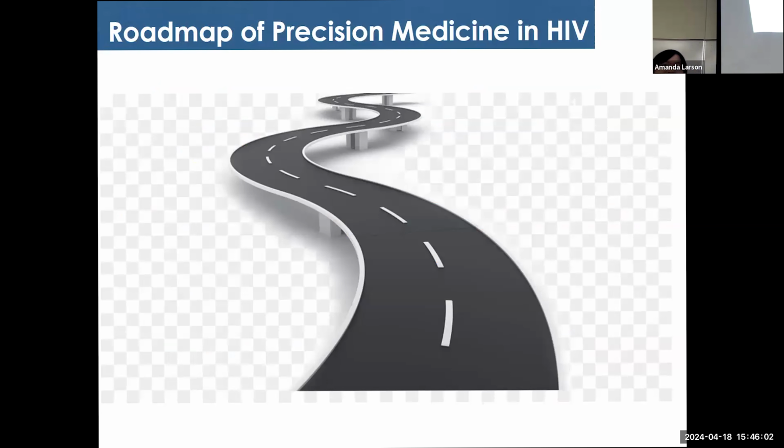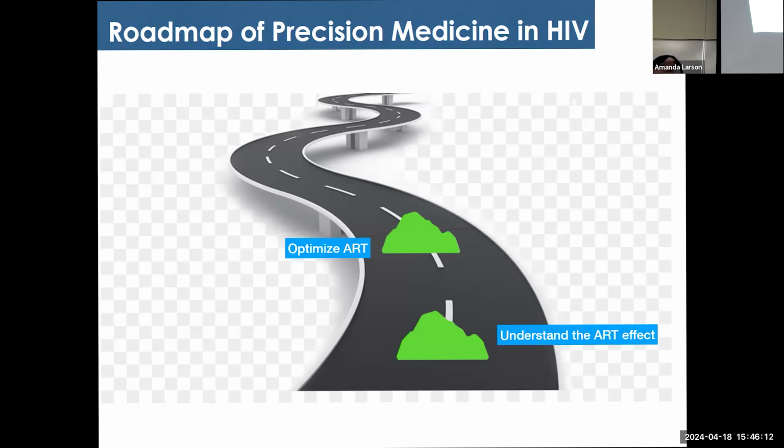I discussed these challenges, and here is a roadmap of precision medicine in HIV. First, we need to understand the ART regimen effects. After we understand that, we can optimize ART. After we can optimize ART, we will find ways to incorporate some domain knowledge. Because we optimize ART from the EHR data, but there is still some domain knowledge like treatment guidelines. Can we incorporate the guideline information into our decision-making framework?